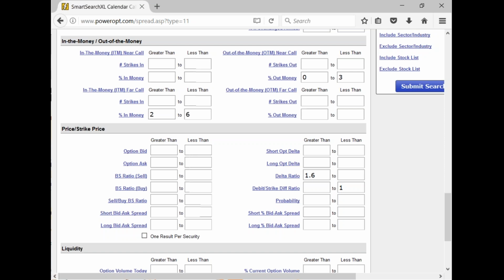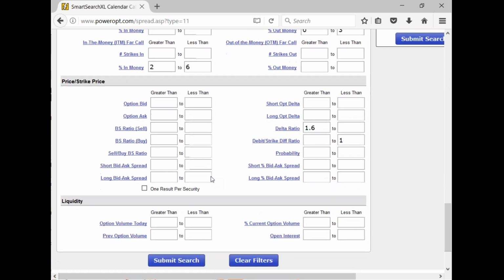I want that reversed. I want to have a debit of only $1.50 with a strike difference of 2. Okay, so I'm looking for a debit to strike difference ratio of less than 1. At least 10 cents here. And let's put in some liquidity.